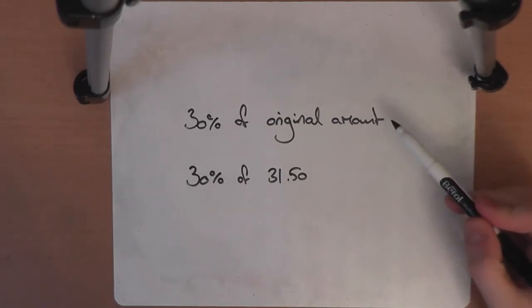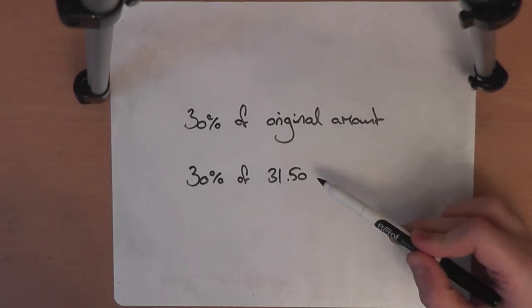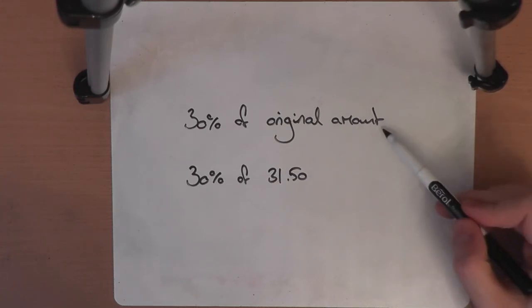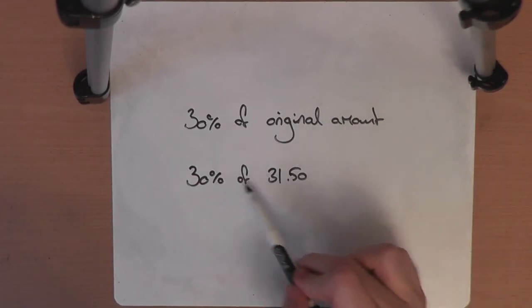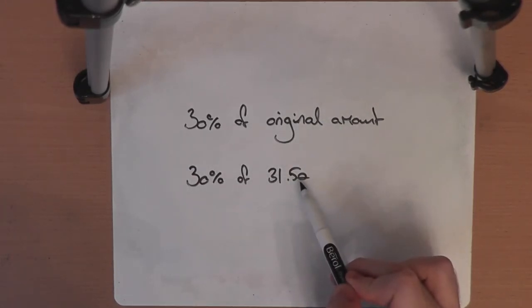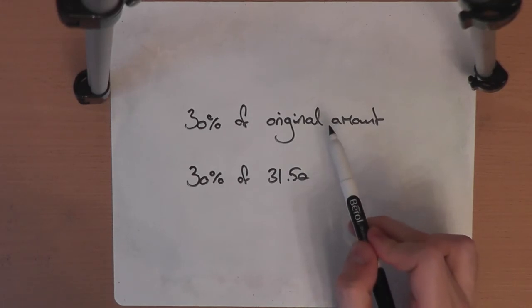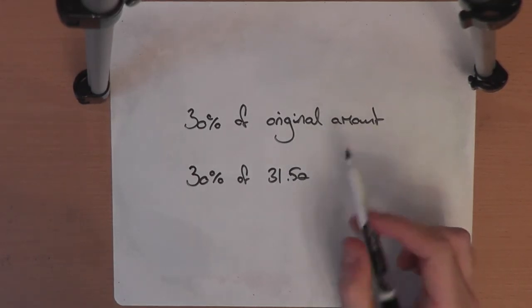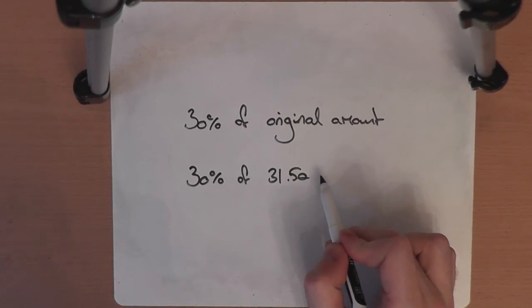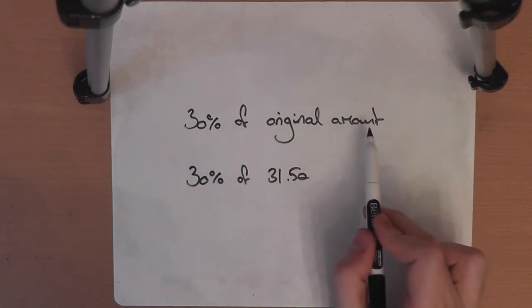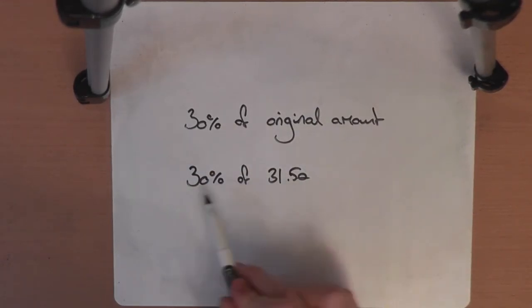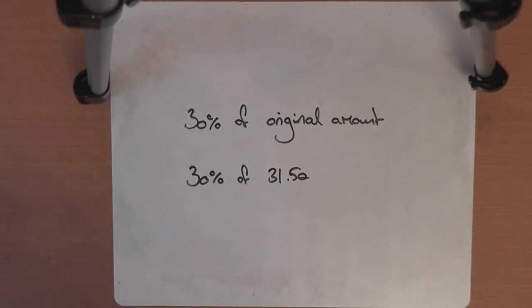Problem is, this original amount, we don't know what it is, but we do know that it's bigger than £31.50. If this number is bigger, 30% of this will be bigger than 30% of £31.50. We don't know what this is, but we do know that it will have to be bigger than the answer to this, because it's 30% of a bigger number. And if 30% of the original is not going to be the same as 30% of £31.50, that's not a way that we could do this question. So we're going to have to do it in a different way.